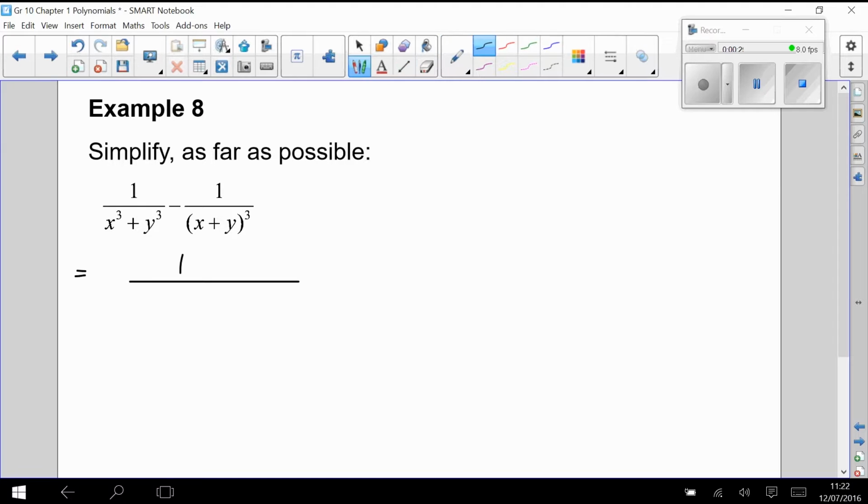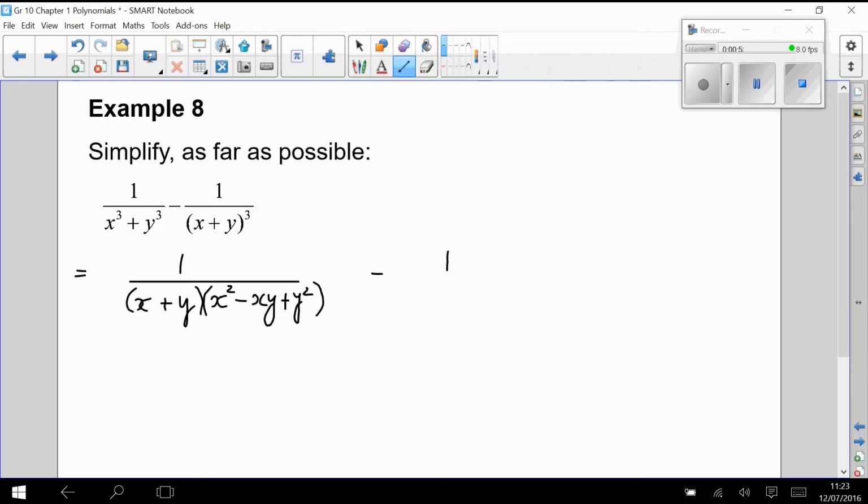1 all over the cube root of x cubed is going to be x. Keep the sign. The cube root of y cubed is y. Then for my second bracket, the first term squared gives me x squared. Change the sign. Find the product of the two, always a plus, and then square the last term. Going on to my second term, this term is in fact already fully factorized, and so I'm going to write it down exactly as it is. This second denominator means that I have an x plus y factor repeated 3 times.